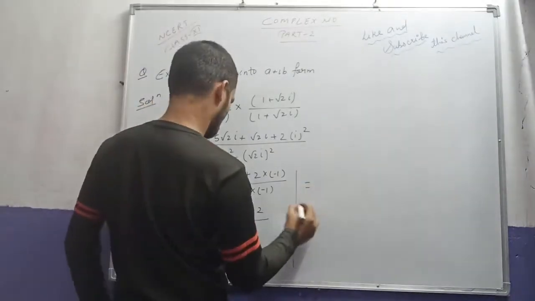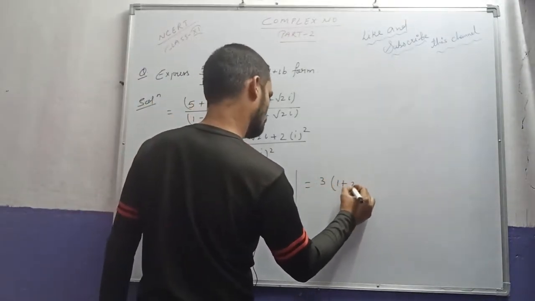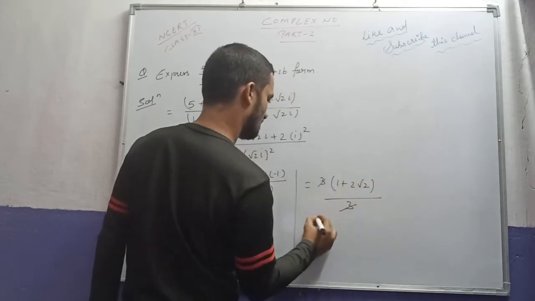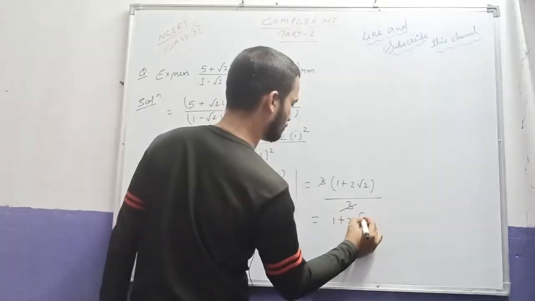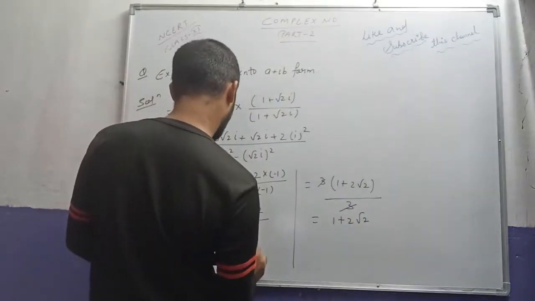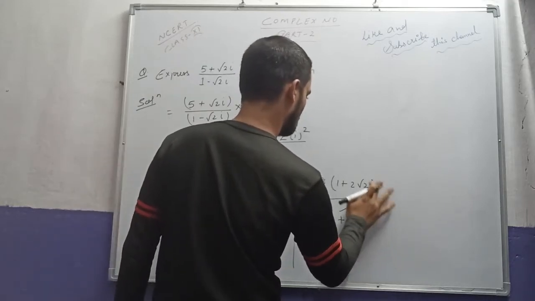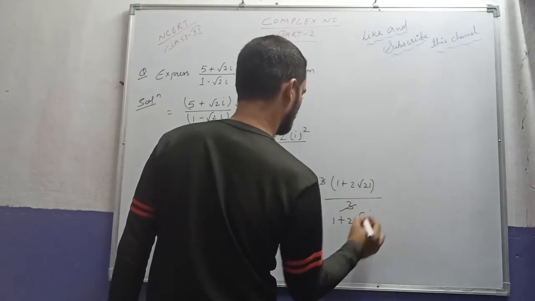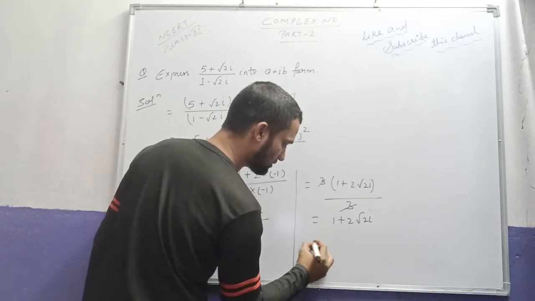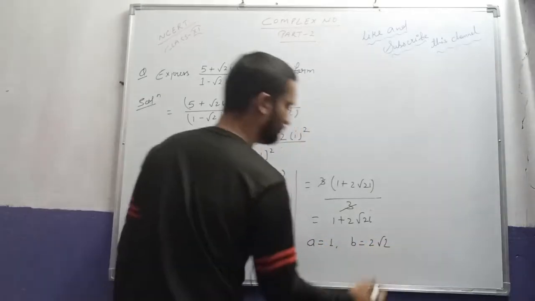Further solving, 3 can be taken as common, so 3 will be common: 3 times (1 plus 2 root 2 i) upon 3. This 3 will cancel out. So 1 plus 2 root 2 i. Here I forgot to write i, sorry, here inside it is root 2 i. So which is in the form of a plus ib. Therefore a equals 1, b equals 2 root 2.